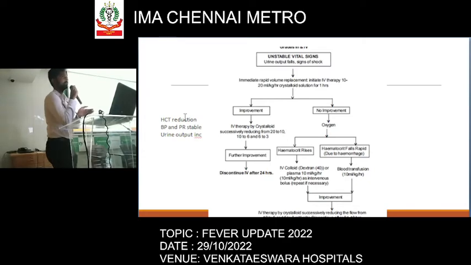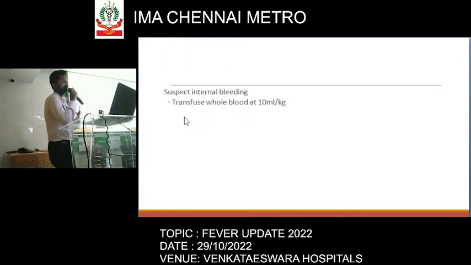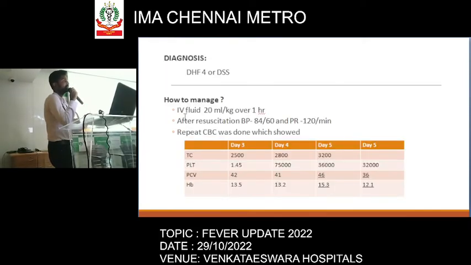Considering if there is no improvement and the patient is in persistent shock, then what needs to be done is the patient should be given adequate oxygenation, since the patient is in shock, to improve the oxygenation to the peripheral tissues. Next, the thing to monitor is the hematocrit. If the hematocrit is compared to the previous hematocrit and it is rising, it is still due to hemoconcentration. So these patients should be given colloids.